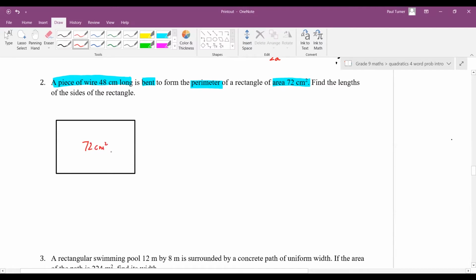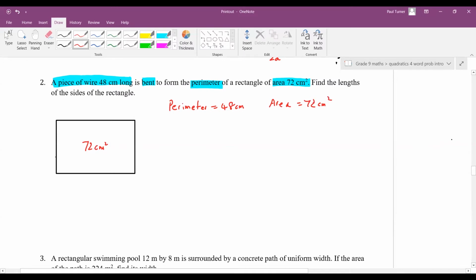So this area is 72 square centimeters. And we don't know what the lengths are, okay, but we know the perimeter is going to be 48. So perimeter is 48 centimeters. That's one bit of information. And the area is 72 square centimeters. This is a very common problem you do come across in lots of books. So you're going to see this again in your homework as well.